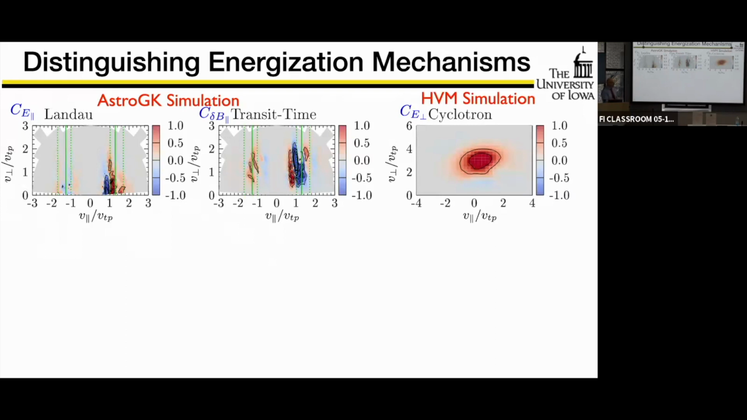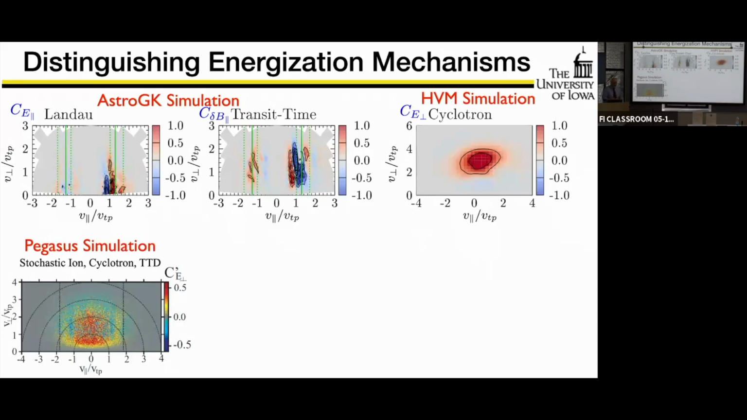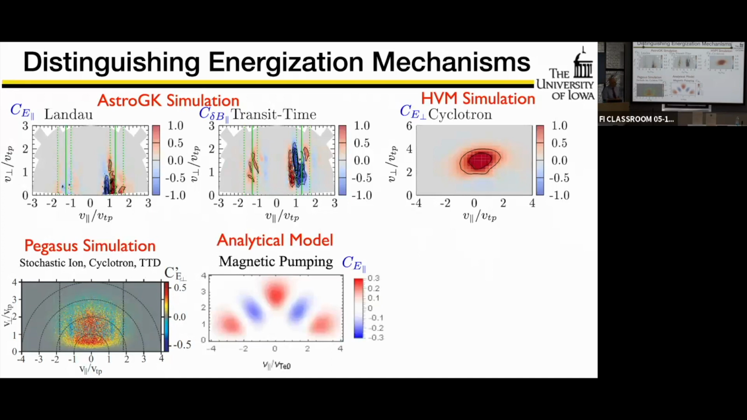So this was a hybrid Vlasov-Maxwell simulation of high frequency turbulence, which led to a lot of ion cyclotron damping. And you see energization in a completely different part of this gyrotropic phase space. So you can completely distinguish those. And then there's a Pegasus simulation. And in fact, and I will decompose this in a minute, we see evidence for three different mechanisms going on here. I'll cover that in the next slide. In addition, we've done analytic models of, say, magnetic pumping, one of those non-resonant mechanisms.